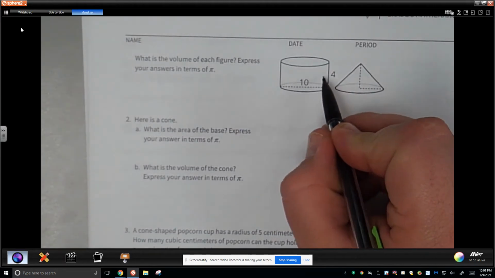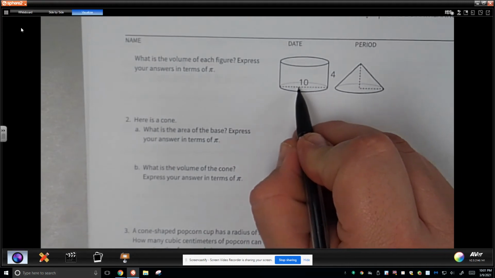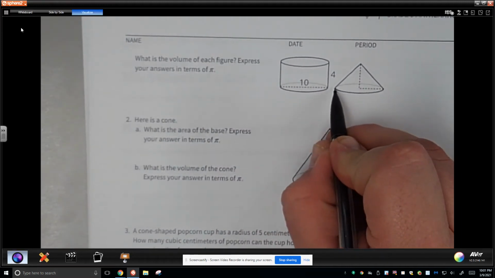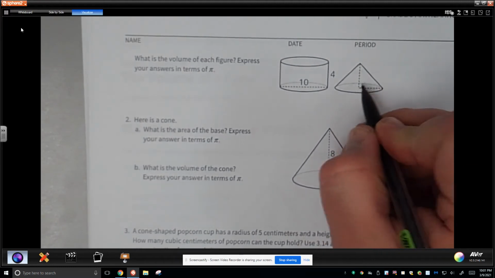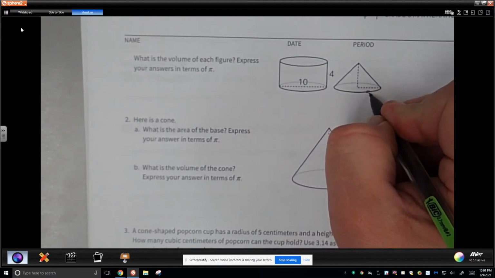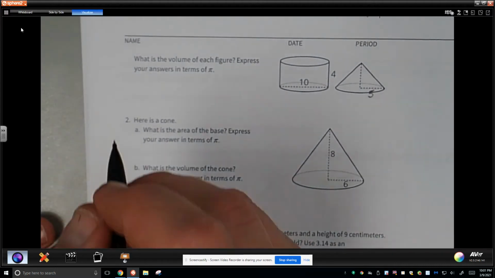So we know the height of the cylinder is 4. That means the height of the cone is 4. We know the diameter of the cylinder is 10, so the diameter of this cylinder is 10. But we have to remember it's the radius that we're after, so that makes the radius 5. Now all that's left to do is find the volumes.